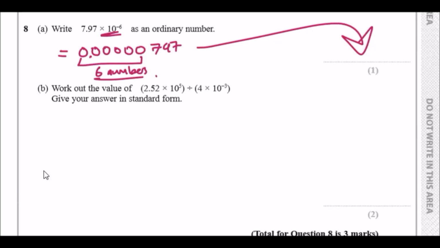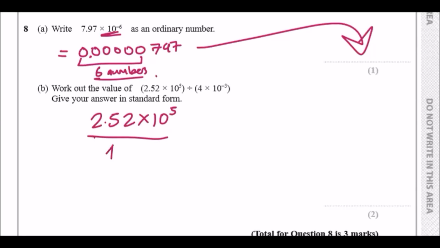Okay? Part B: work out the value of 2.52 times 10 to the power 5 divided by 4 times 10 to the power negative 3. Again, standard form. There are two ways to do this. One, you could expand it, or you can use a nice trick, which is taking advantage of the powers. First things first, write the whole equation, and because you're dividing, write it as a fraction.